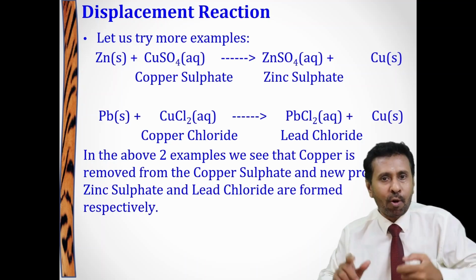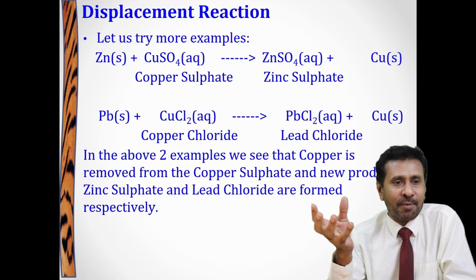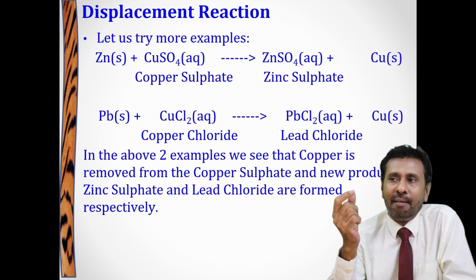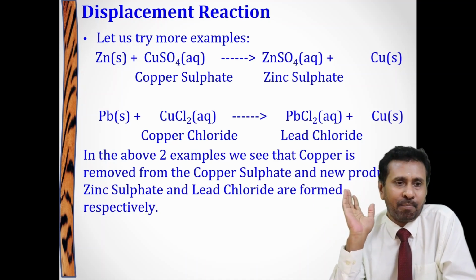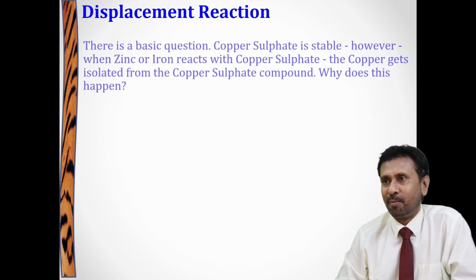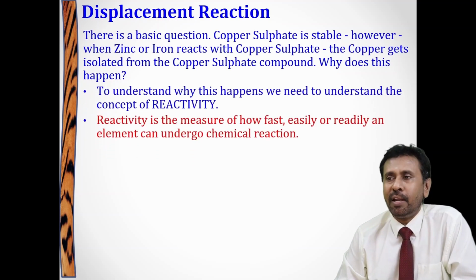This poor boy copper, he has stable compounds like copper sulfate, copper chloride, but he always gets displaced. Copper gets displaced. Why? You will have that question. You should actually have that question. So why does this happen? To understand why this happens, we need to understand the concept of reactivity.